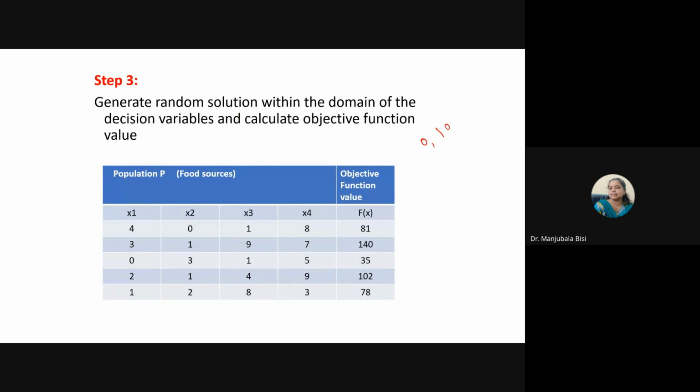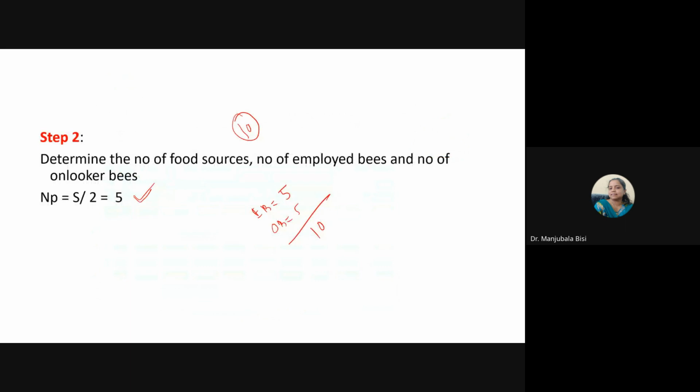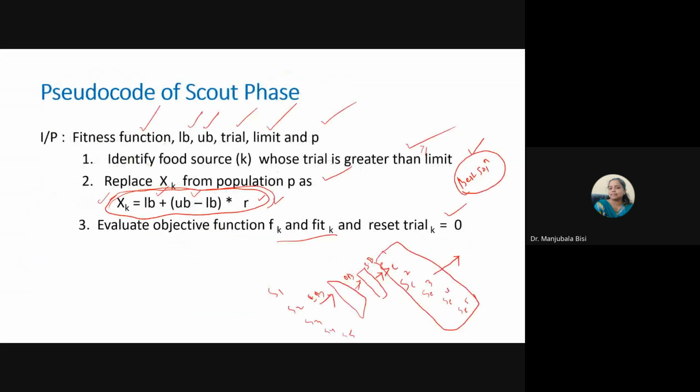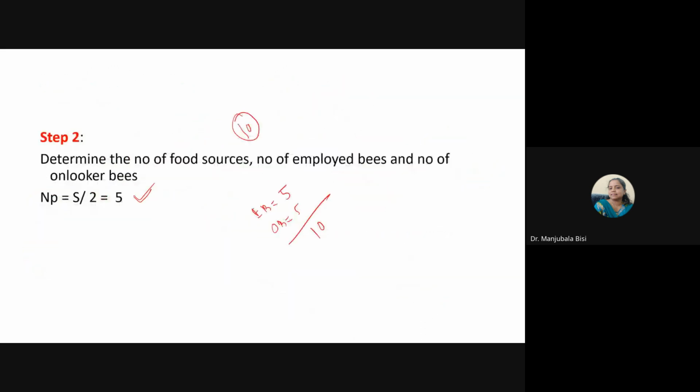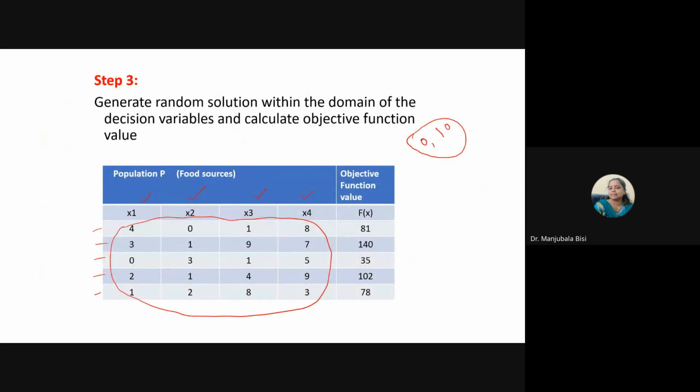Now how many solutions are there? First, second, third, fourth, fifth: S1 to S5. What is the dimension? 4 dimensions are there: x1, x2, x3, x4. All the values of x1 to x4 in every solution come in the range 0 to 10. I think Prakash sir already told how to generate that in the MATLAB optimization toolbox. If you use that, you can generate these values randomly, and all the values will come in the range 0 to 10.